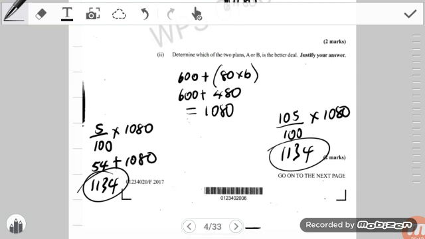You can use this method. So it varies, it depends on the student, and it depends on your knowledge that you know about the question. All right, now did we answer the question? It says determine which of the plan A or plan B is a better deal.